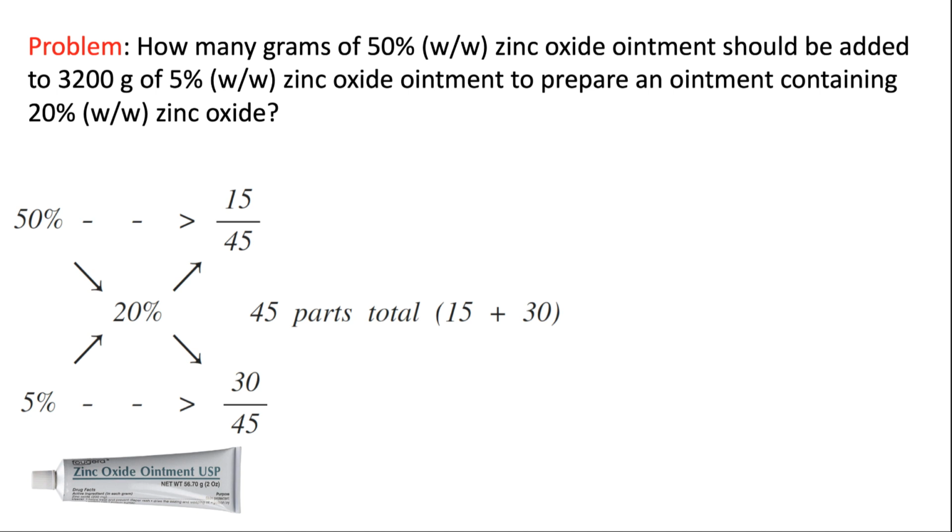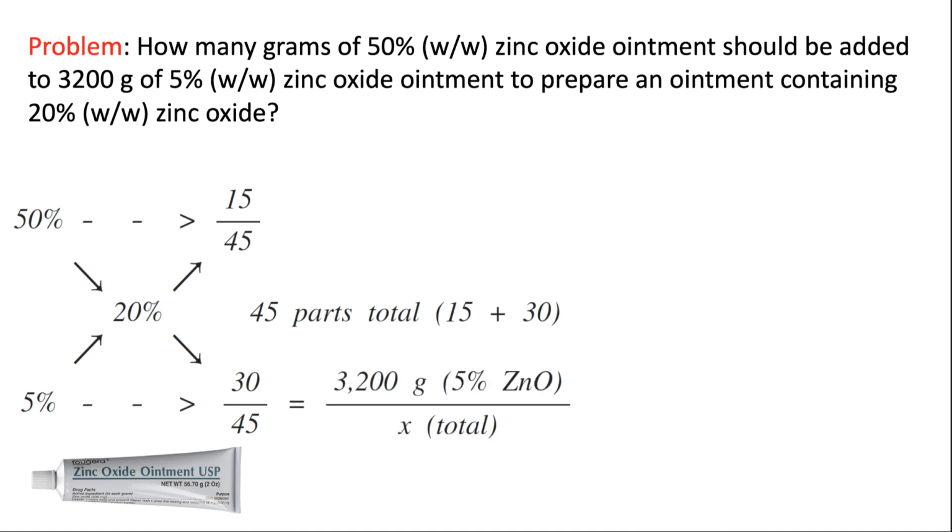Okay, so let's look down below. Remember at the 5%, since that's the weight that I have, my proportion says I need 30 parts of 5% ointment out of a total of 45 parts. So let's use that and set up a proportion.